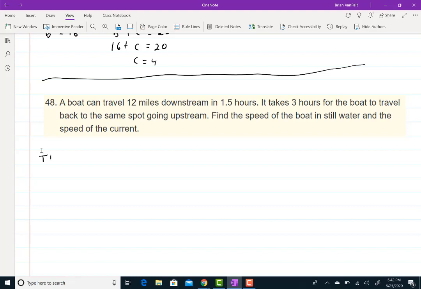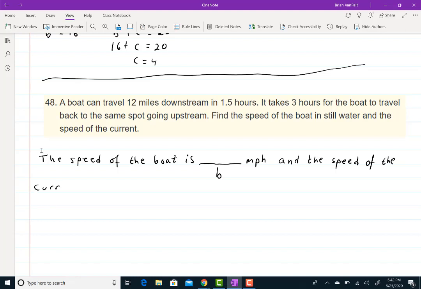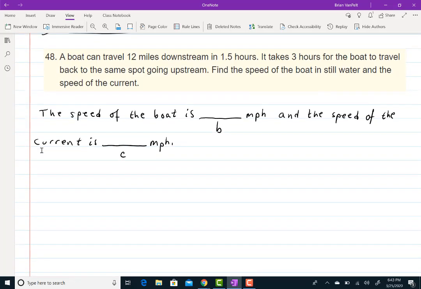So the speed of the boat is blank miles per hour, and I'll put a B underneath of that. And the speed of the current is blank miles per hour, and I'll put a C under there. So let me go ahead and set up a table just like I did before. We're going to be doing upstream versus downstream.